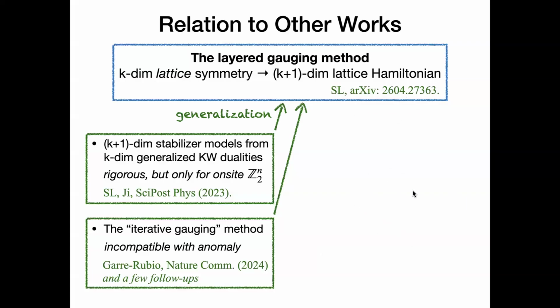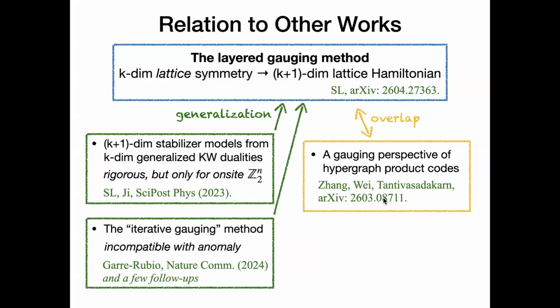Okay. Also, I want to mention a paper posted earlier than ours, the one by Nat. In this paper, they introduce a gauging perspective of the hypergraph product codes in quantum error correcting codes, and also a perspective of balanced products. I'm saying this because our construction can also be regarded as some sort of generalization of hypergraph product in quantum error correcting codes.